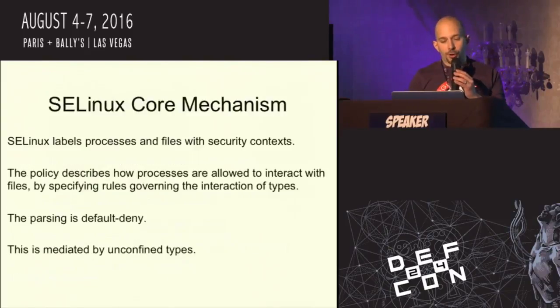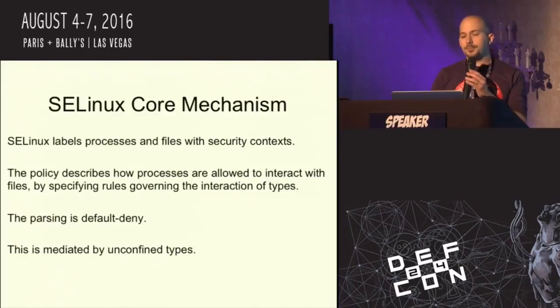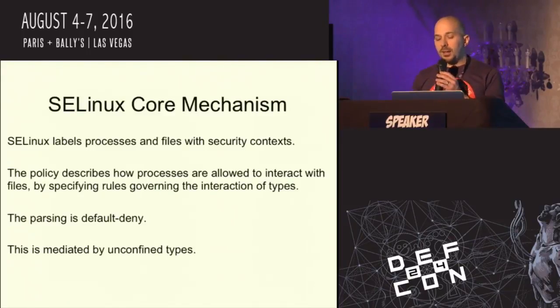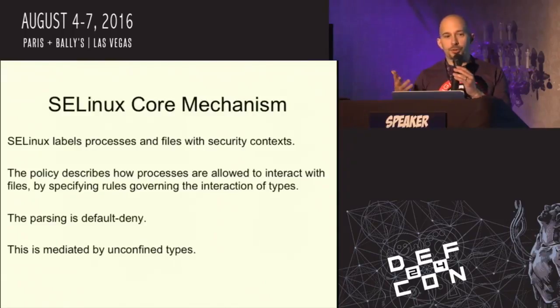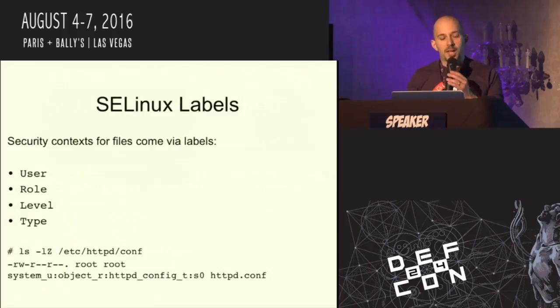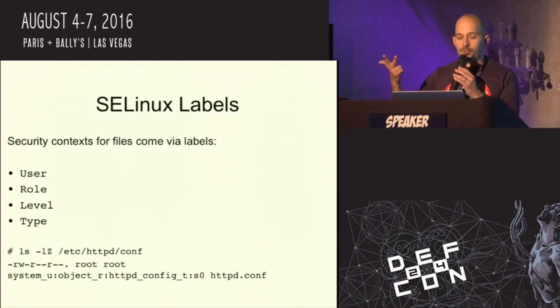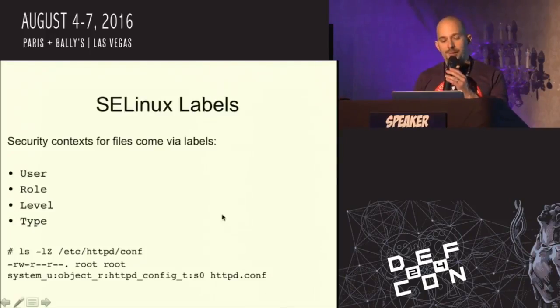And then the other variable here is targeted. So at its core, SELinux basically labels processes and files with security contexts. It has a policy that says how those things are all allowed to interact. The policy is default deny, but that would result in lots of denies, and so you end up with lots of types that are classified as unconfined, which means they can kind of do anything most of the time. So a label breaks down into a user, a role, a level, and a type. The only one that really gets used much is going to be that type.